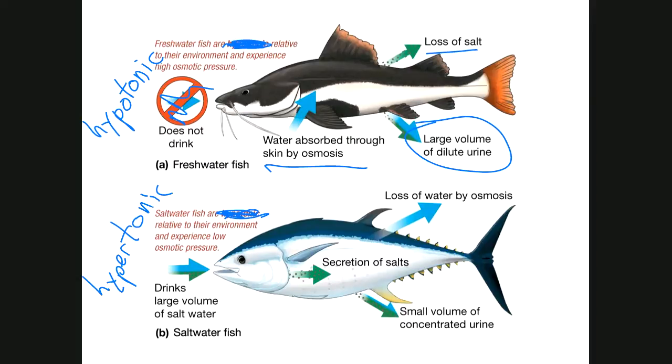The other way around, if you're hypertonic, then you drink a lot of water. Well, that doesn't help because guess what? That water is salt water. But you have gills that secrete the salt. So you drink the salt water and take the salt out and get it out through your gills, and you keep the water. You have to do that because you're going to be naturally drying out, and you don't pee very much.